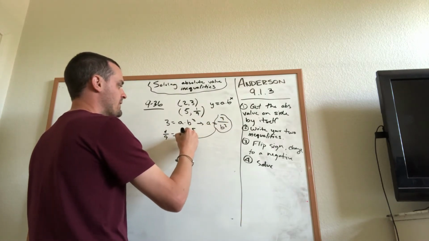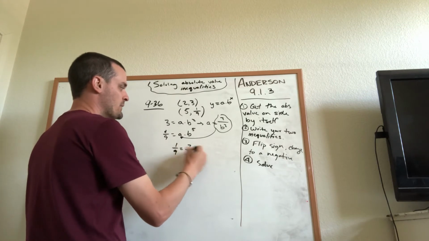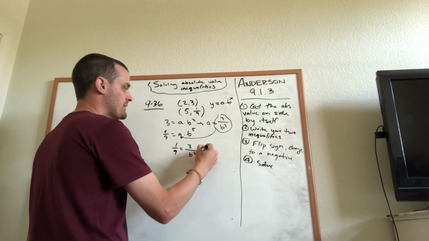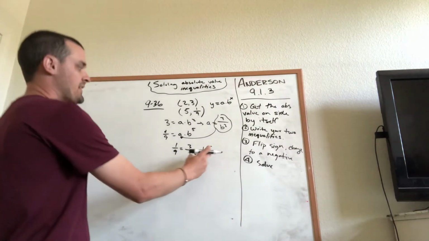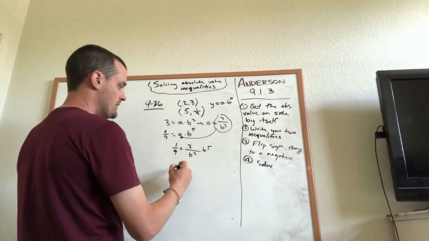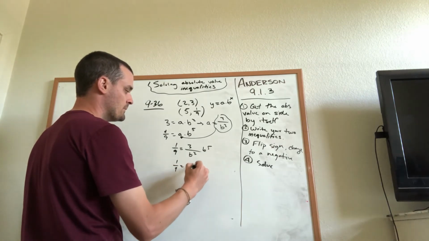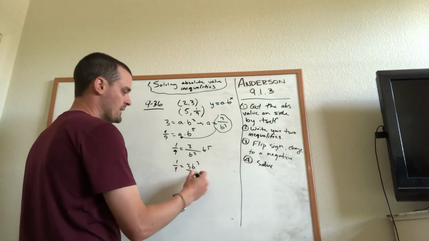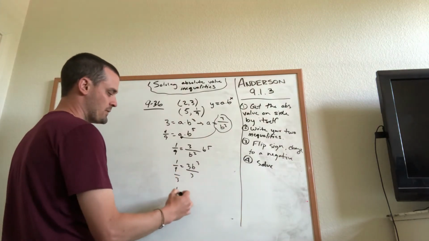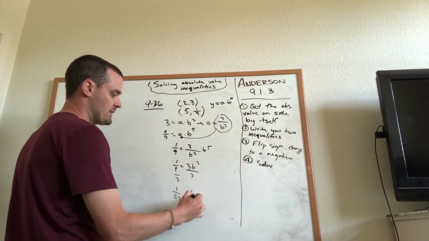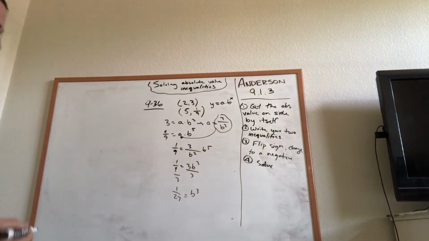I'm going to plug that in for that a. So 1/9 equals 3 divided by b squared times b to the 5th. Simplify our exponents. B to the 5th and b squared becomes b cubed. And now we're dividing by 3 on both sides. 1/9 divided by 3 is actually 1/27. So now we get b cubed over there.